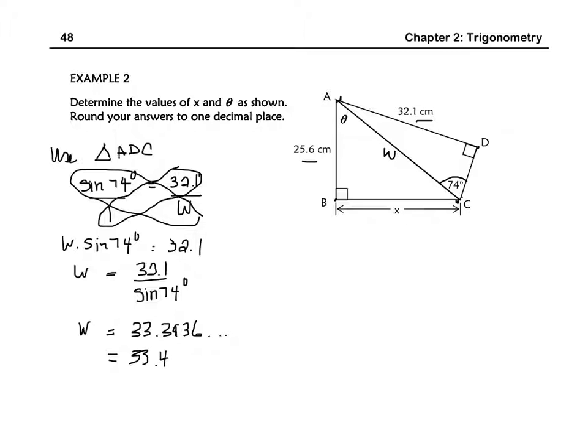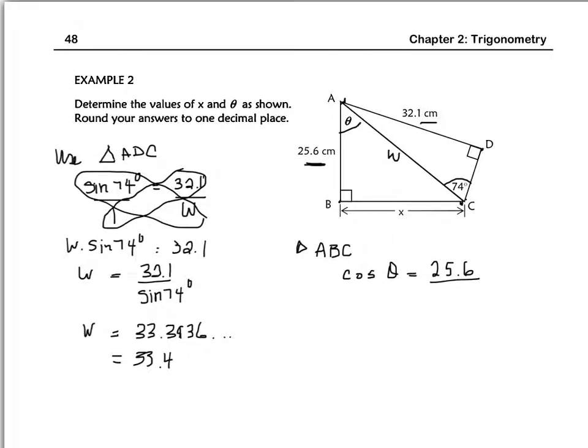So then if we move to the other triangle now, triangle ABC, we can actually find the angle theta because we have the adjacent side, 25.6, and we have the hypotenuse. W happens to be the hypotenuse of triangle ABC as well. So we can use cosine of theta is adjacent, which is 25.6, over the hypotenuse, which is W, which we just found to be 33.4.